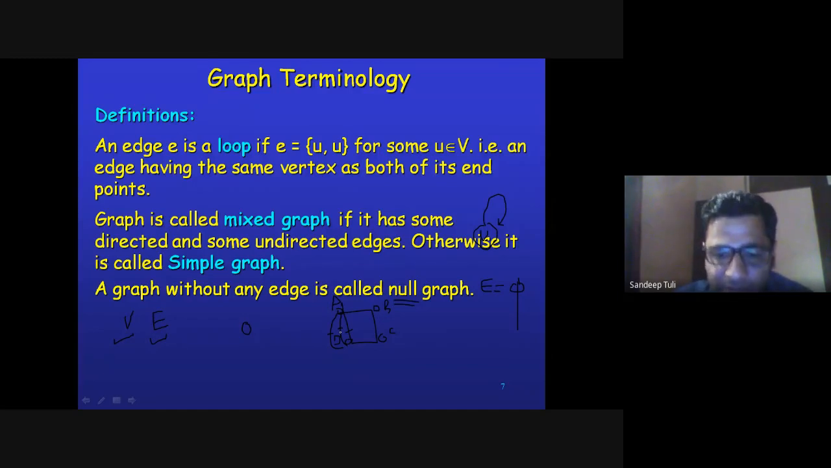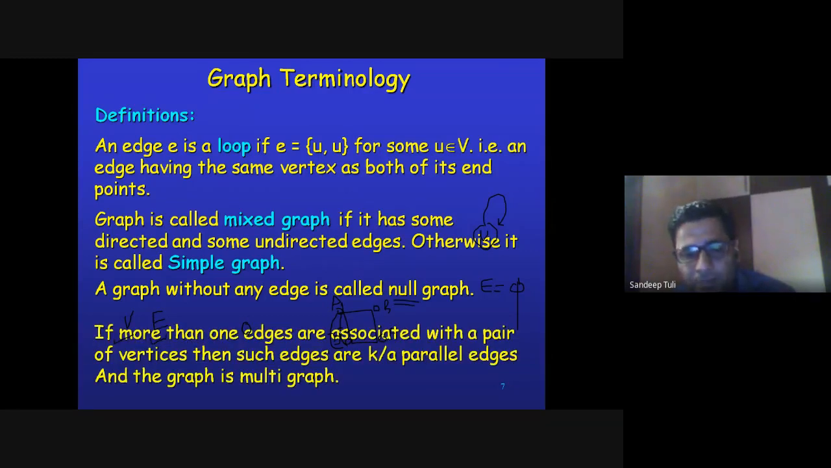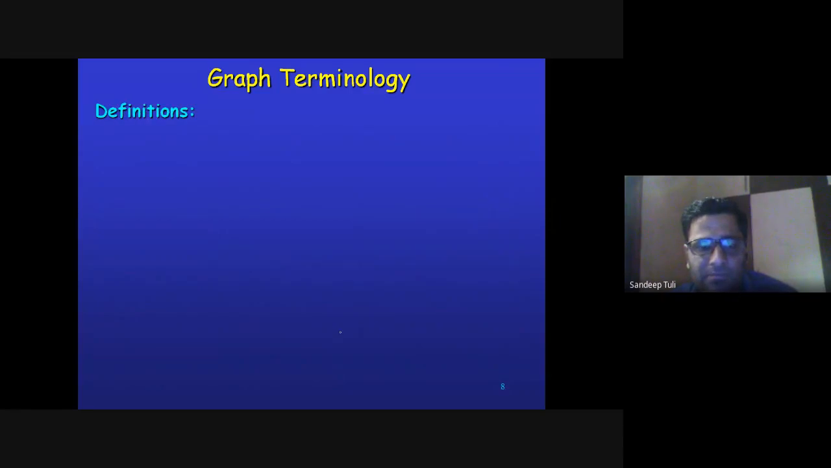and such a graph is called a multigraph. Is it okay? That is what I want to convey with this. If more than one edge is associated with a pair of vertices, then these edges are called parallel edges, and the graph is called a multigraph.